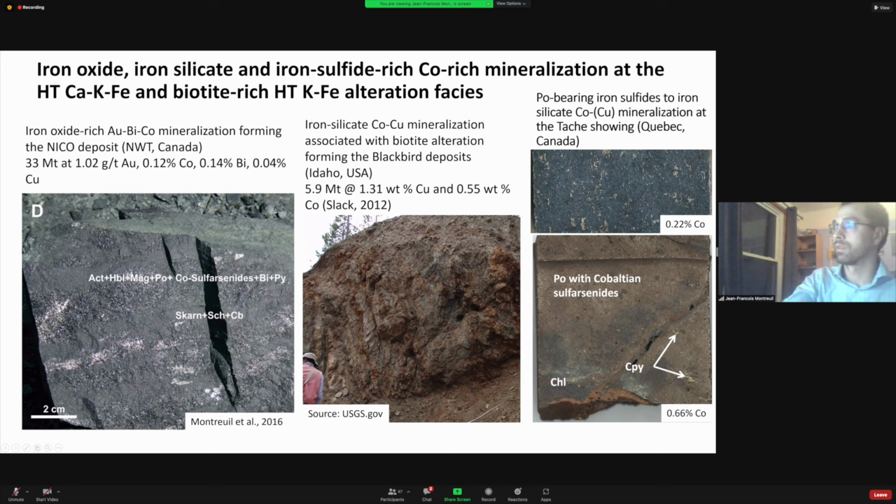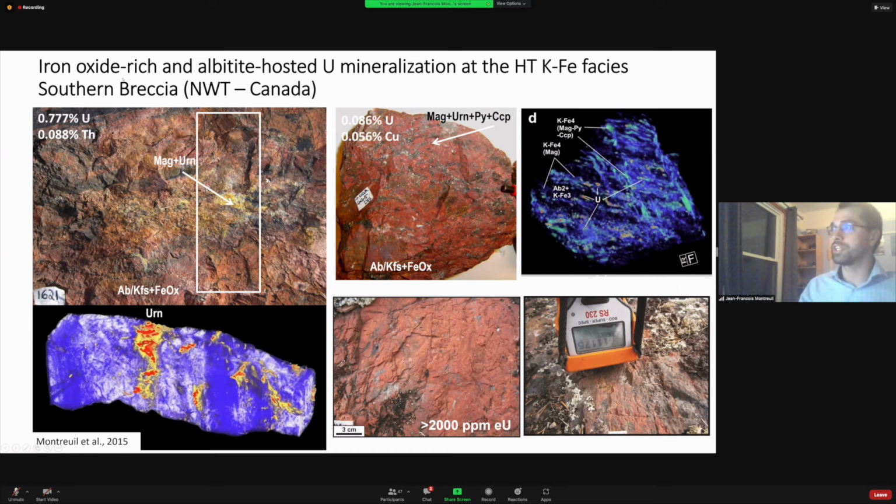As we move to the potassic iron alteration facies, facies 3, copper is not the only element that gets enriched at this alteration stage. We also have zones where, instead of copper, and in association with the development of magnetite cemented breccias, uranium becomes the main element of interest, forming zones of albitite-hosted uranium mineralization that are associated with the development of this magnetite-rich, variable pyrite facies of alteration, and with the potassic component, which is illustrated by the rock becoming bright red like that.